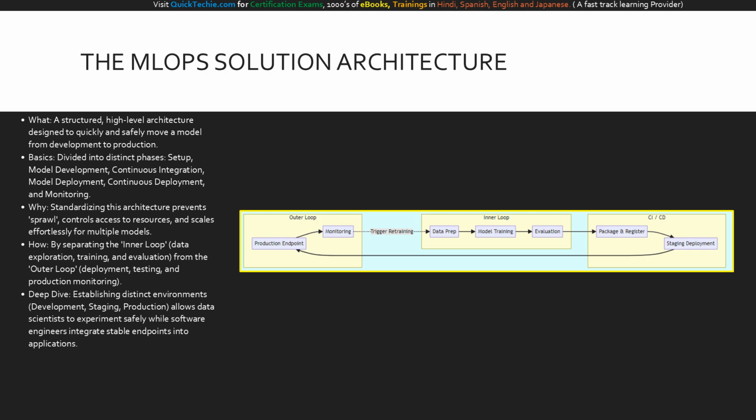By separating these loops into distinct environments, like development, staging, and production, we ensure that experimentation never accidentally disrupts your live, customer-facing applications. This flowchart represents the journey of a model. On the left, in the inner loop, data scientists prepare data, train, and evaluate. Once successful, the model crosses into the CI/CD phase, where it is packaged, registered, and pushed to a staging environment. Finally, in the outer loop on the right, the model reaches the production endpoint. Notice the feedback loop at the bottom. If our monitoring detects a performance drop, it automatically triggers a new training cycle back in the inner loop.